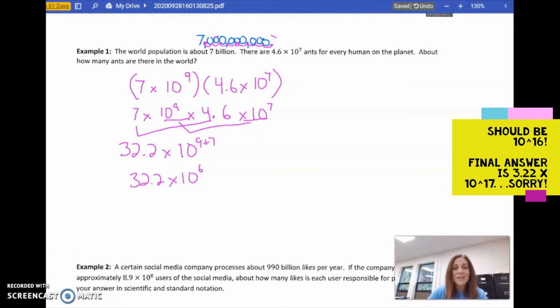This isn't. This is a number bigger than 10. It has to be between 1 and 10. We should be getting hopefully pretty good at fixing that. I want the decimal point to be between the 3 and the 2 because that is a number between 1 and 10. And I'm not changing this number, I'm just writing it in scientific notation. If I go from where I want the decimal point to where it is, I'm moving it 1 to the right. I'm making it smaller by a power of 10, so I have to make this bigger by a power of 10. So that becomes 3.22 times 10 to the 17th. How many ants are there in the world? This many ants. Okay. So let's look at another example.